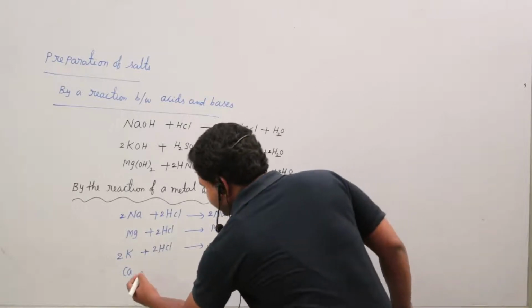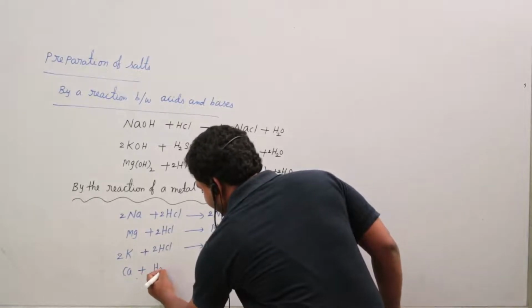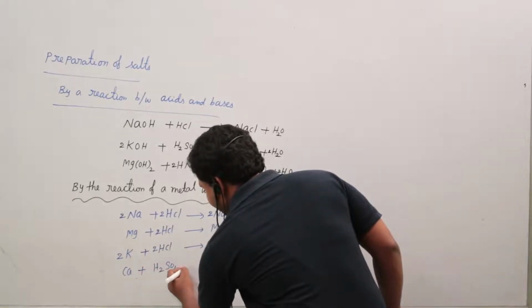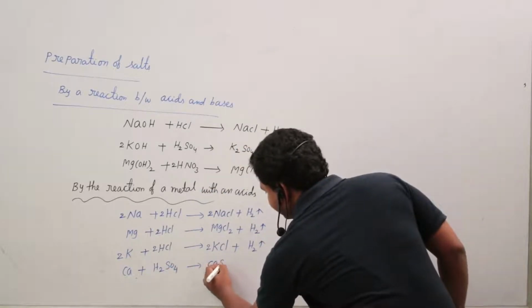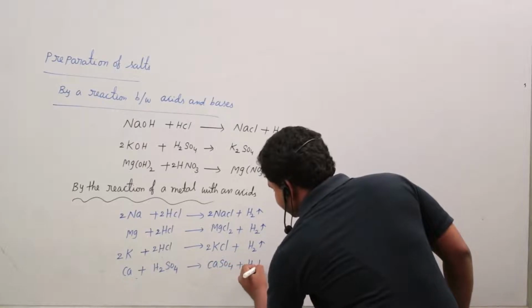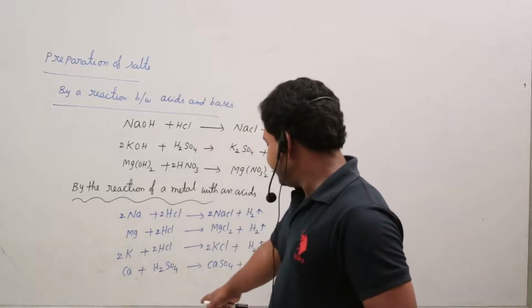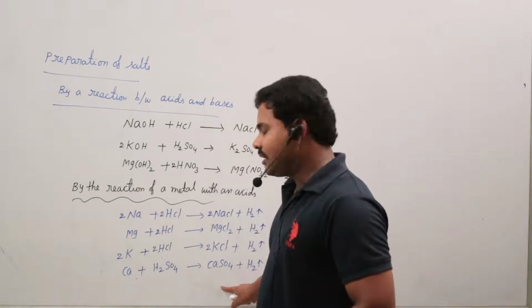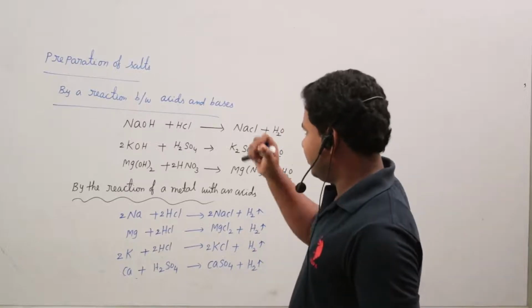And the last equation is calcium is reacted with sulfuric acid to the formation of calcium sulfate. Calcium is reacted with sulfuric acid to the formation of calcium sulfate salt and hydrogen gas is evolved. This is the important reactions of salts.